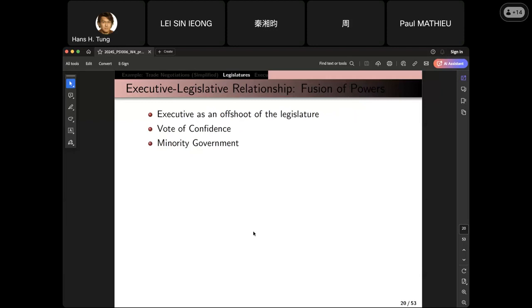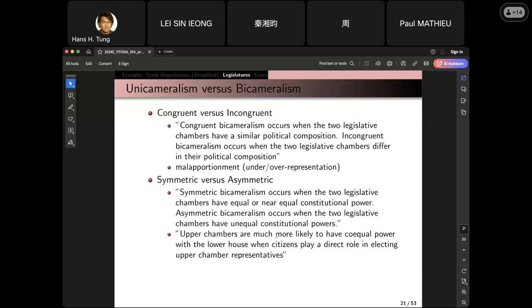So another important dimension here is not just the executive-legislative relationship. Another important thing is how we analyze the relationship between two different chambers of legislatures, because as we already told you, some countries have two chambers, some have one, right? That's what we call unicameralism versus bicameralism. And in comparative politics, we essentially have two dimensions.